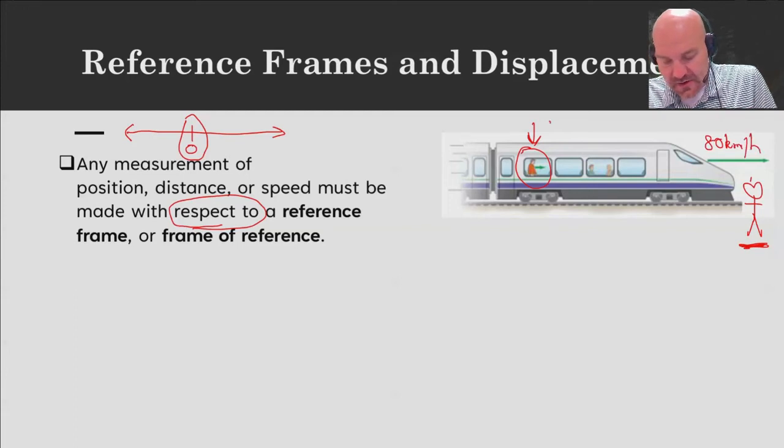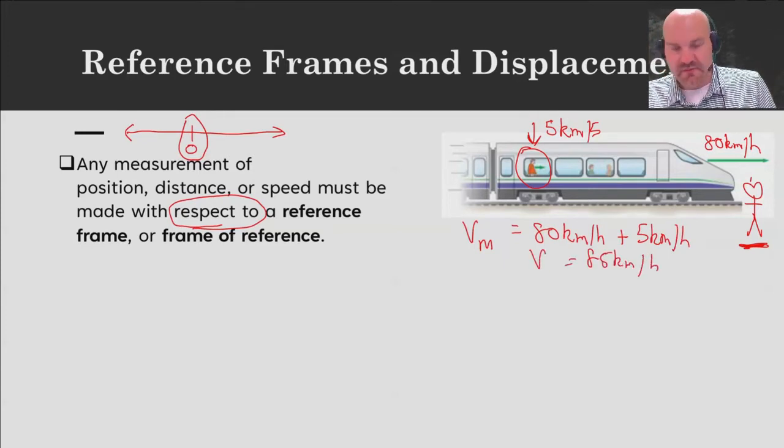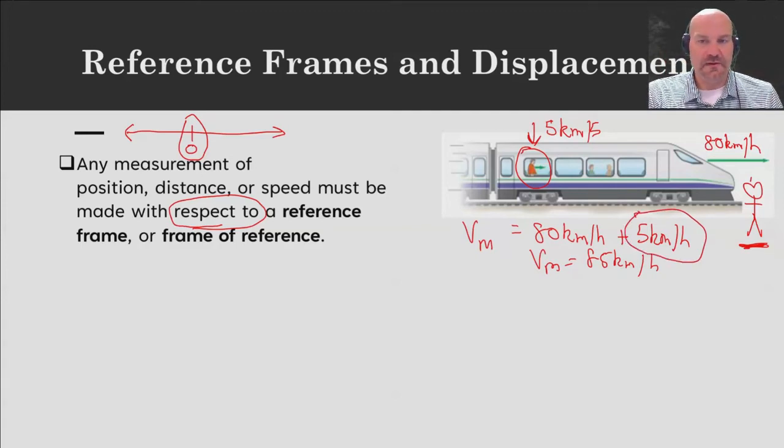If the train is moving 80 kilometers per hour and the person is moving 5 kilometers per hour, his speed with respect to me is going to be the speed of the train plus what they're moving. So the passenger's speed with respect to me is 85 kilometers per hour. For them, their speed is just 5 kilometers per hour, because that's in their reference frame.